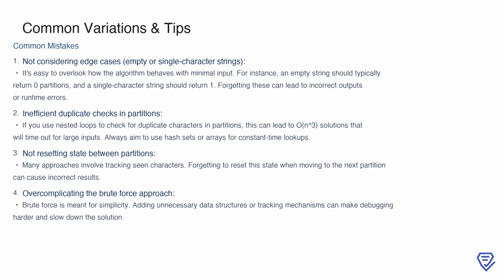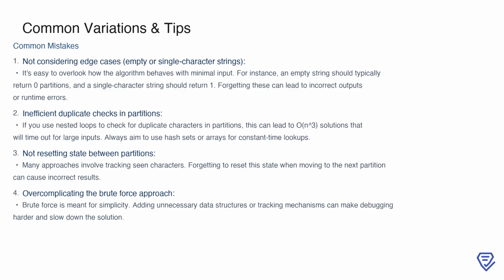When working on the partition labels problem, there are a few common mistakes to watch out for. First, it's essential to consider edge cases, such as empty or single character strings. For example, an empty string should return 0 partitions, while a single character string would naturally result in 1 partition. Missing these cases could lead to runtime errors or incorrect outputs.